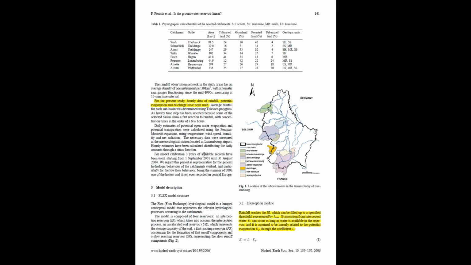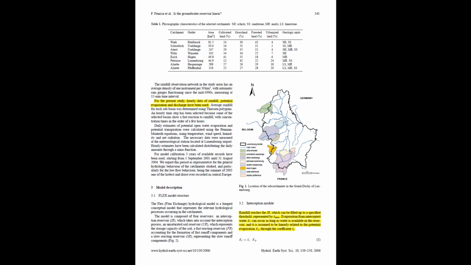A little bit about the data that they used. Well, we're actually in an area of the world, Luxembourg, which is not very data sparse. There's a lot of data, and for the present study, the authors have considered to use hourly data of rainfall, potential evaporation, and discharge. And they make a little statement here below as well that the data they use contains 3 years of information, and it covers the very large European summer drought of 2003, one of the hottest and driest ever recorded in Central Europe.